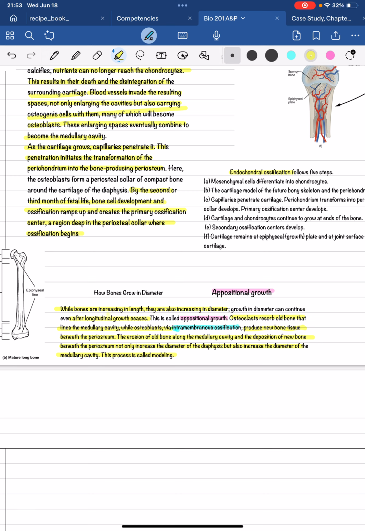And while bones are increasing in length, they are also increasing in diameter. And this growth in diameter can continue even after longitudinal growth ceases. Osteoclasts reabsorb old bone that lines the medullary cavity, while osteoblasts, via intramembranous ossification, produce new bone tissue beneath the periosteum. The erosion of old bone along the medullary cavity and the deposition of new bone beneath the periosteum not only increase the diameter of the diaphysis, but also increase the diameter of the medullary cavity, and this process is called modeling.